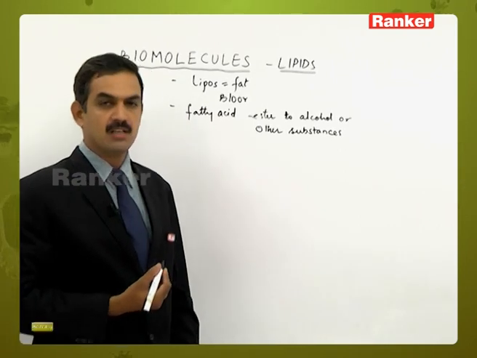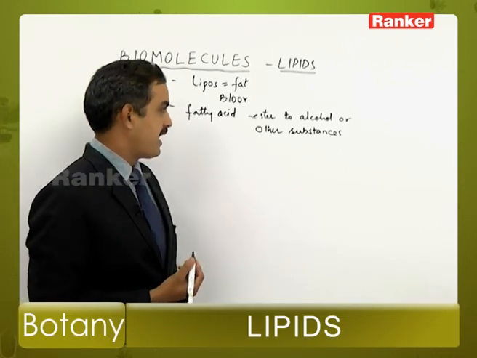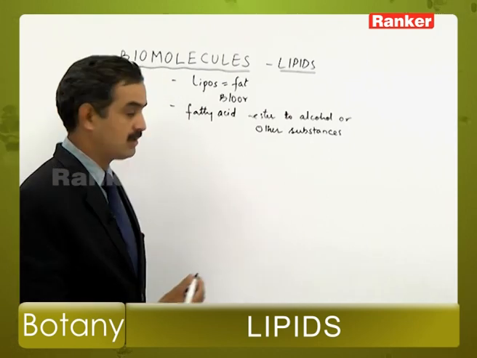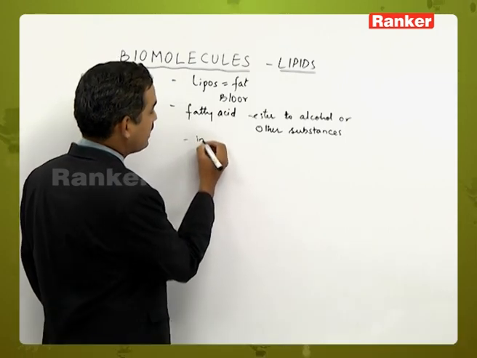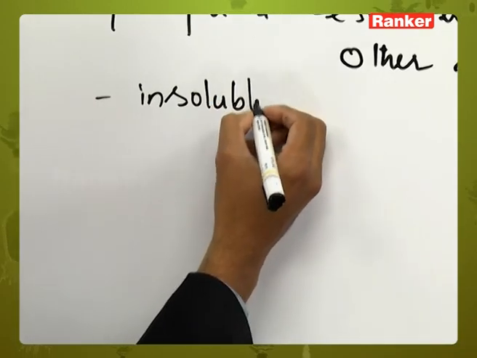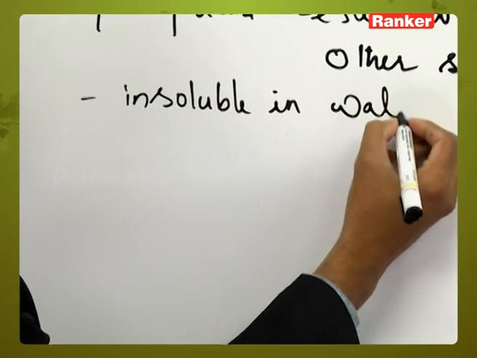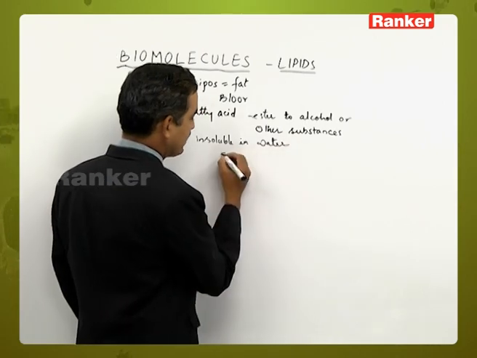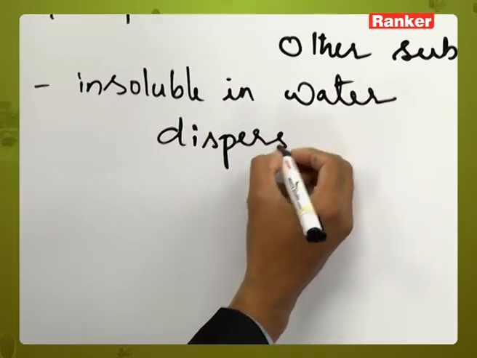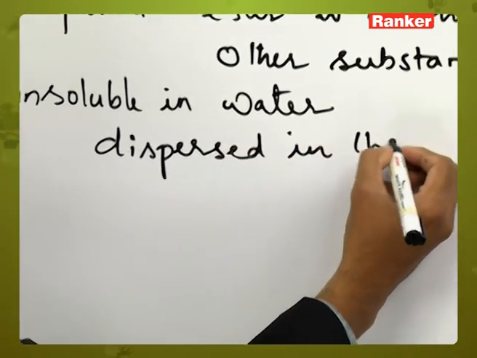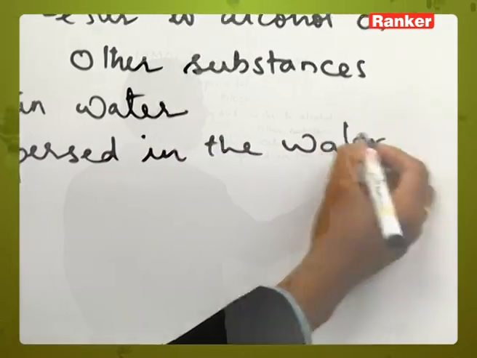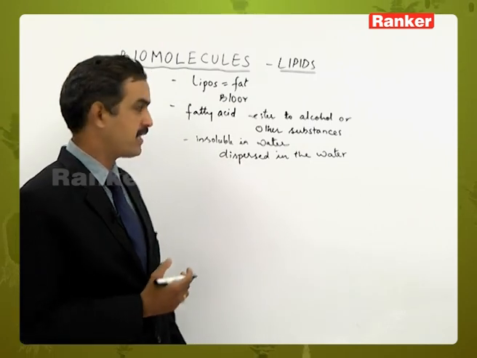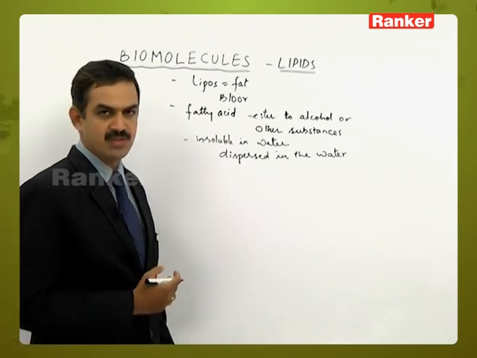Lipids are the fatty acids which are esterified to the alcohol molecule or some other type of organic substances. Here, these are generally insoluble in water, but when they are mixed with water, they are dispersed in the water. When dispersed, they form a colloidal-like solution, or colloidal-like nature will be exhibited by these lipids when they are mixed in the water.